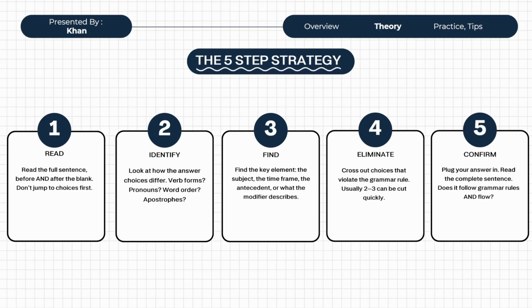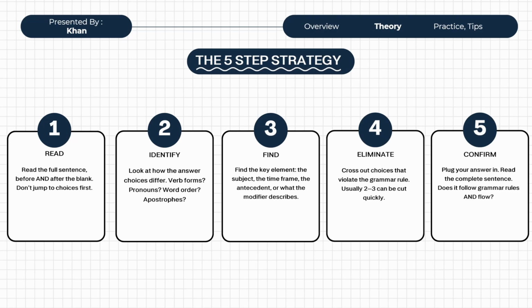Walked versus walks? Are the words rearranging? Are there apostrophes? The way the choices differ tell you exactly which of the 6 sub-skills is being tested. Step 3 is to find the key element. If it's a subject-verb agreement, find the true subject. If it's verb tense, find the time frame. If it's a modifier question, find who or what the modifier is describing. This is basically detective work.